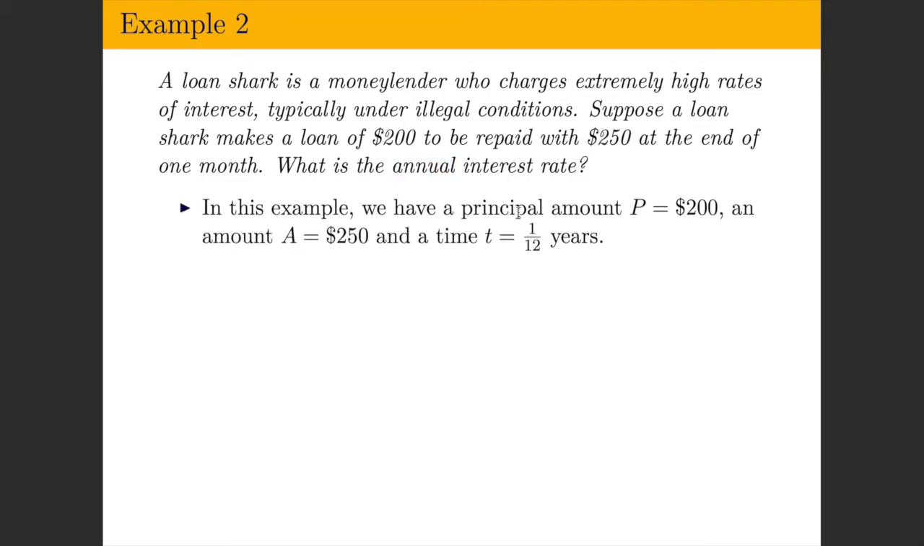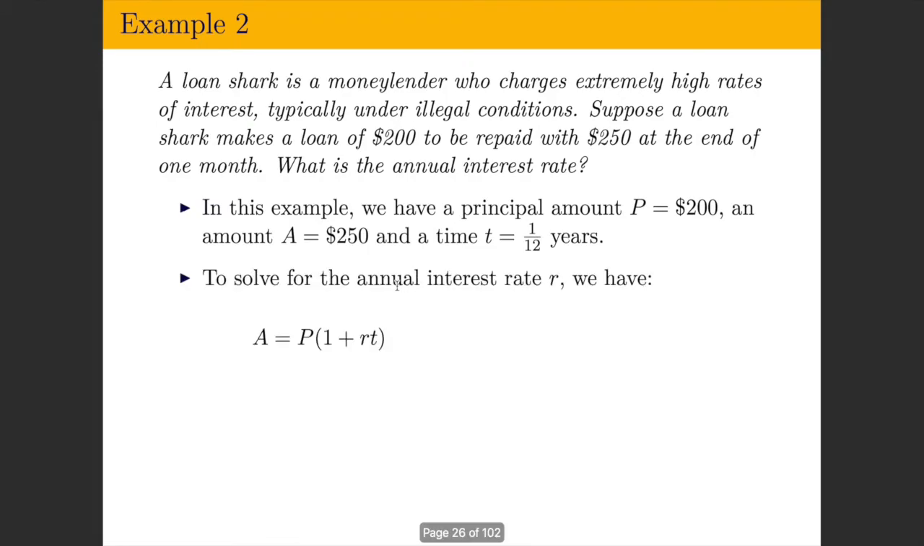In this example, we have a principal amount of $200, which then accumulates to $250. Because we're interested in the annual rate of interest, we've got to put our time in years. And 1 month is equivalent to 1/12 of a year, so I write T is equal to 1/12. Now we need to find the value of R. To do that, we begin with the original accumulation equation, which says A is equal to P times 1 plus RT.